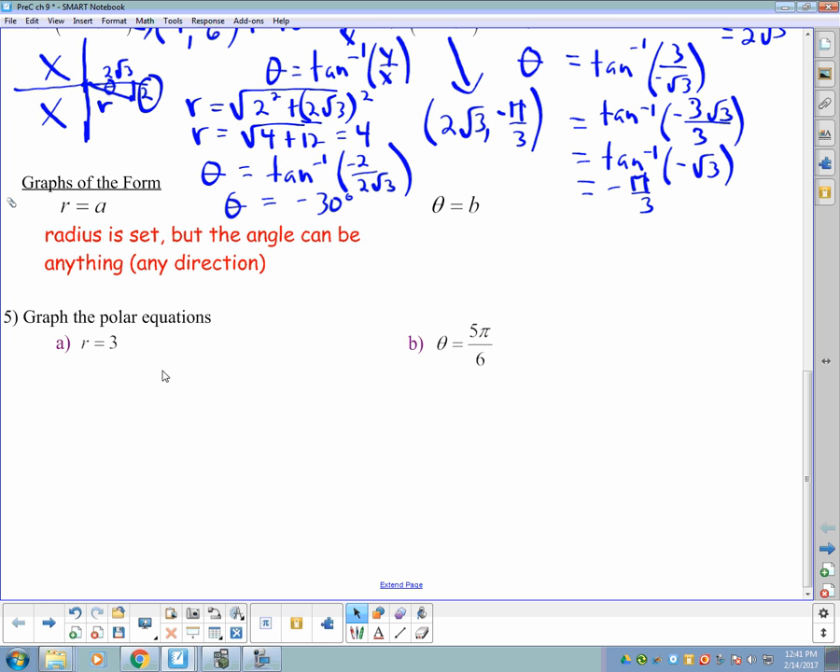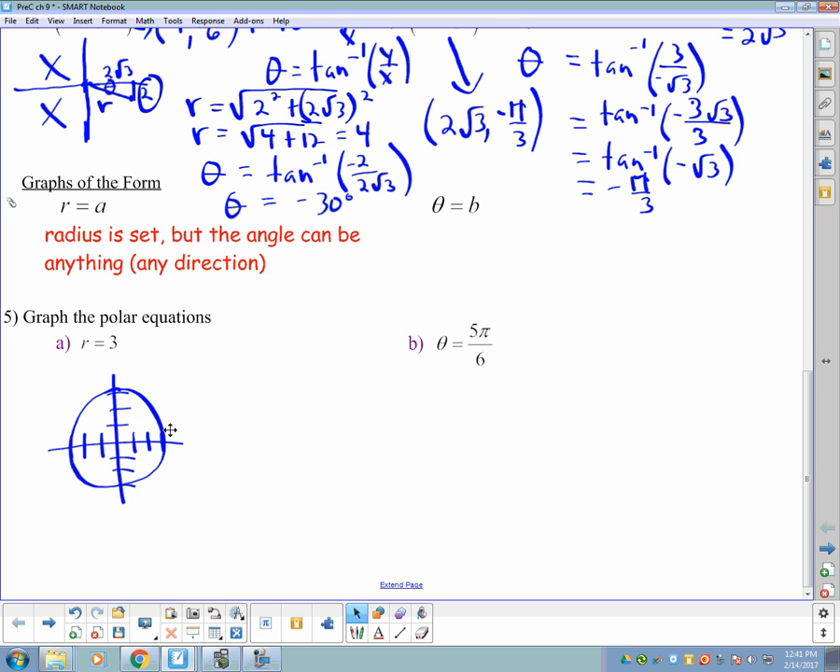What will r equals 3 look like? It's a circle of radius 3. So there's r equals 3. And we'll do it on the calculator just so that you don't have to just trust me.